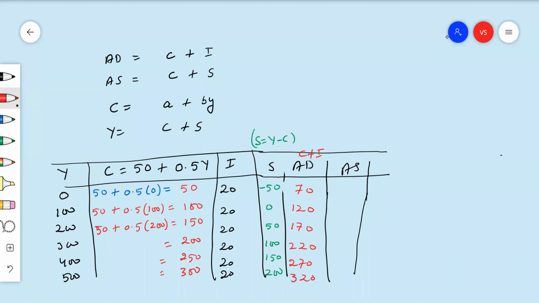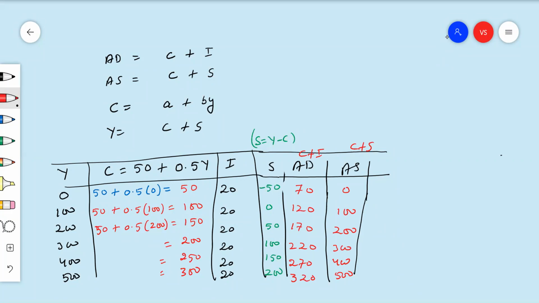Now what is the formula of AS? The AS formula is C plus S. Now you have C as well as S. So 50 plus minus 50 is equal to 0. 100 plus 0, 100. 150 plus 50, 200. Now 300, 400 and 500. Hence this is the solution for your AD and AS. I hope you understand this kind of question.